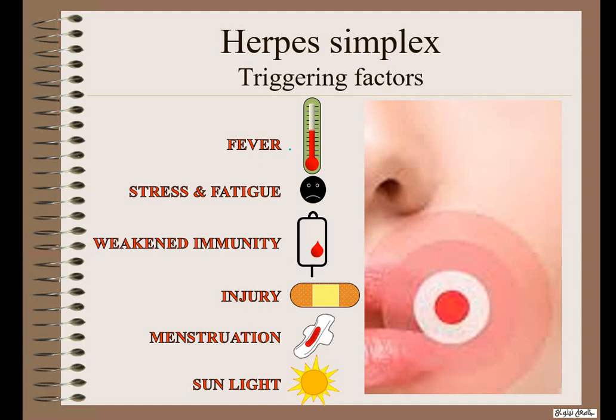Many factors may trigger the herpes simplex infection, like fever, stress and fatigue, weakened immunity, injury, menstruation, and sunlight. All these factors may lead to reactivation of herpes and changes from a latent to a lytic phase, manifested as a recurrence.